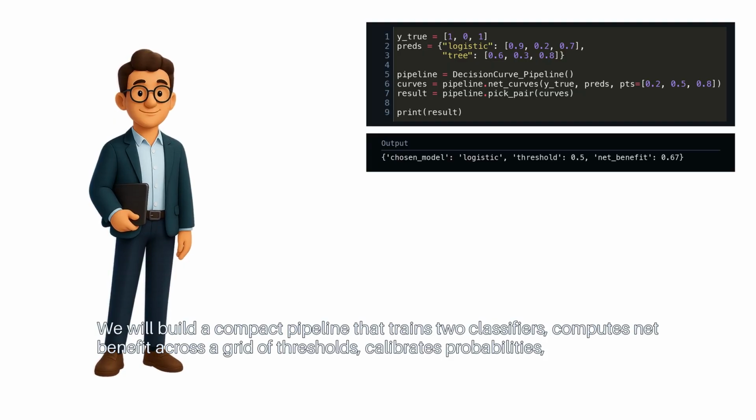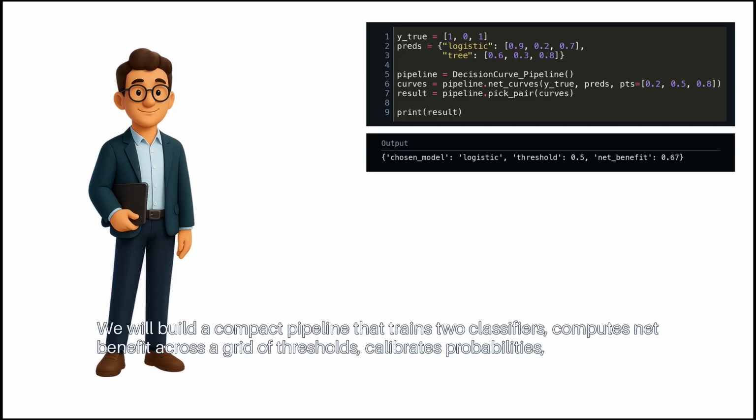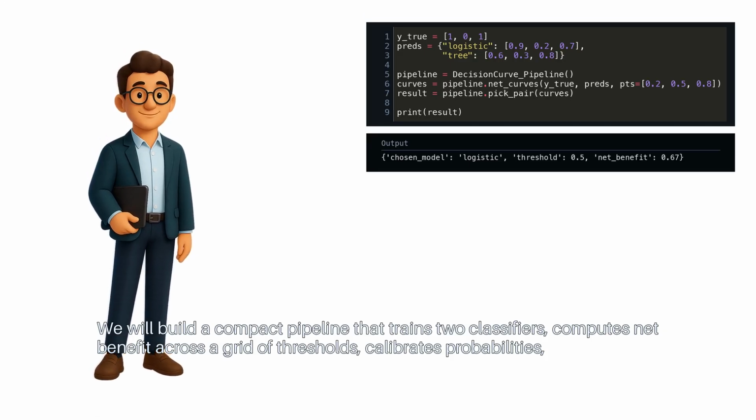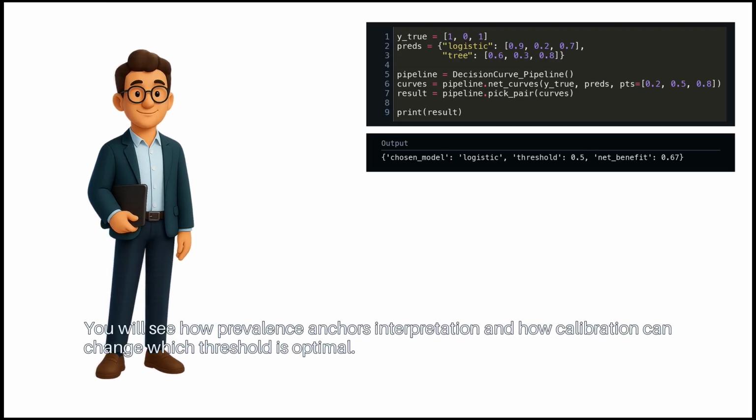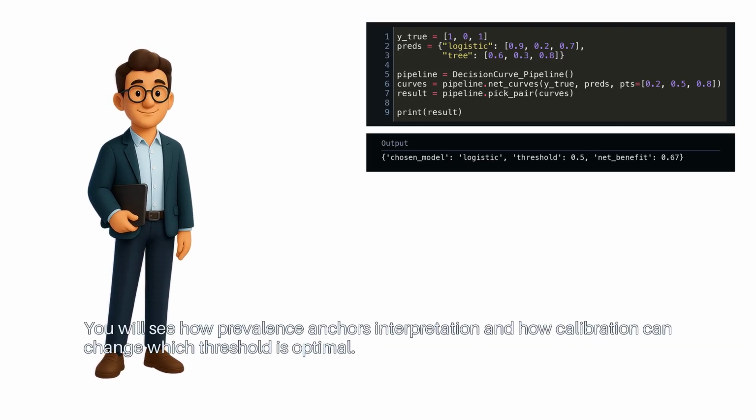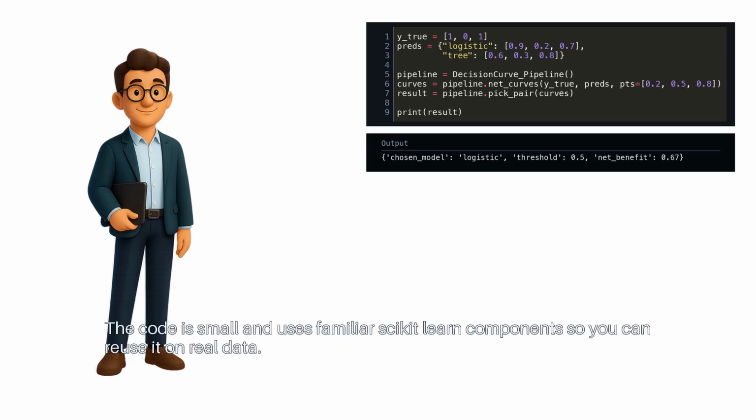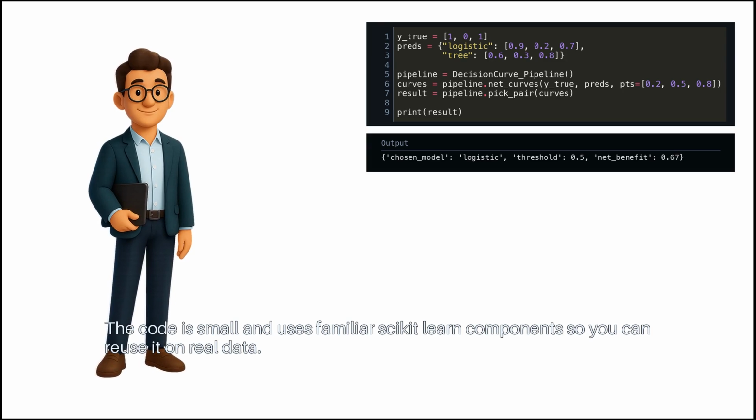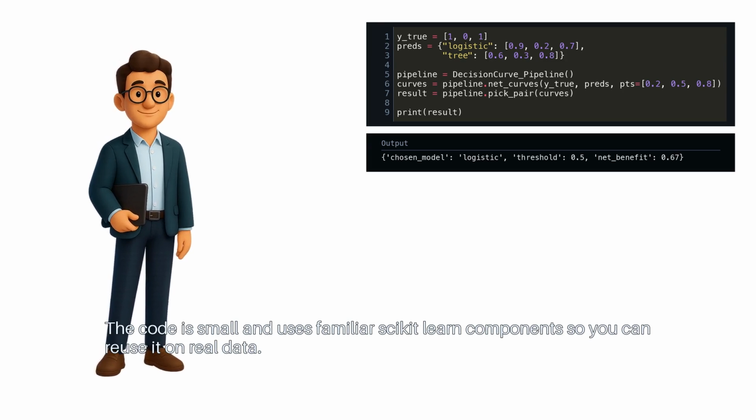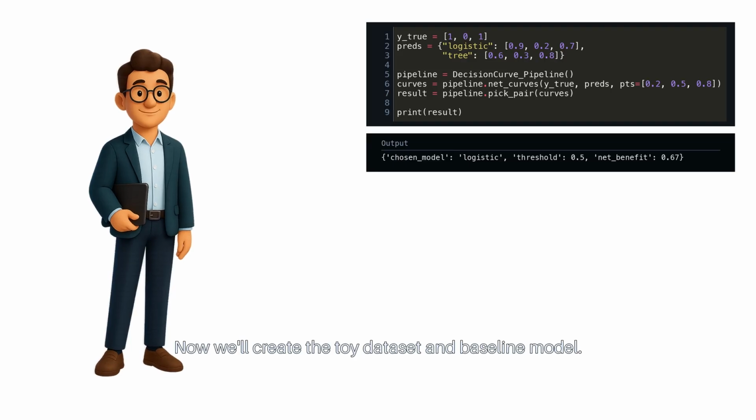We will build a compact pipeline that trains two classifiers, computes net benefit across a grid of thresholds, calibrates probabilities, and then picks the model and threshold that beat a treat-all baseline. You will see how prevalence anchors interpretation and how calibration can change which threshold is optimal. The code is small and uses familiar scikit-learn components so you can reuse it on real data. Now, we'll create the toy dataset and baseline model.